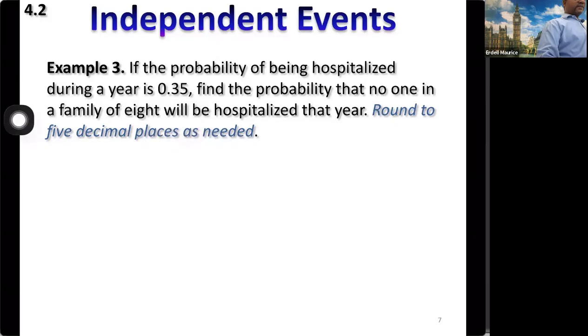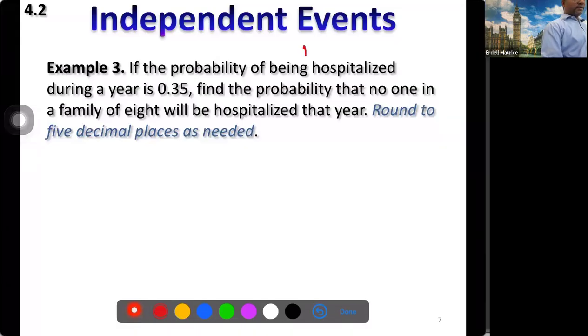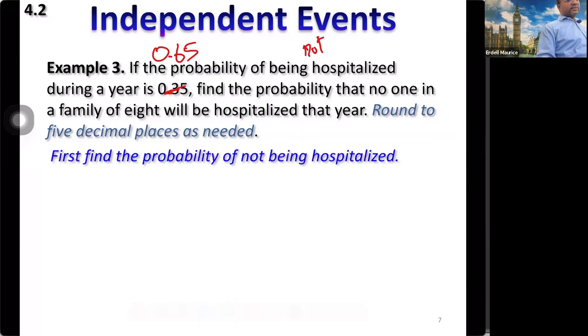So what's the probability that a person is not hospitalized? 0.65. Does that make sense right here? The probability of not being hospitalized is 0.65. Does that make sense to you? Because it's the opposite. It's the complement of the set. Yes? No? Maybe? And so this is the actual number that we need. So that's what you see they do right here.